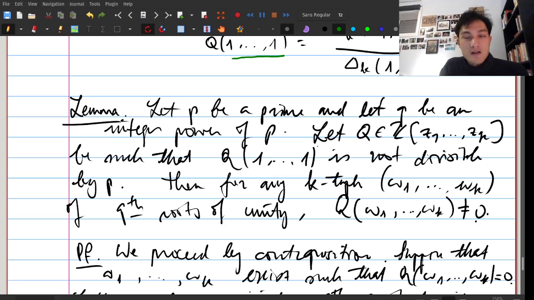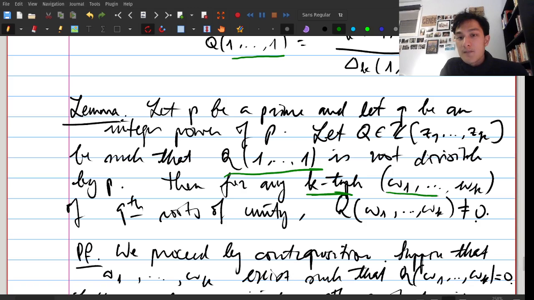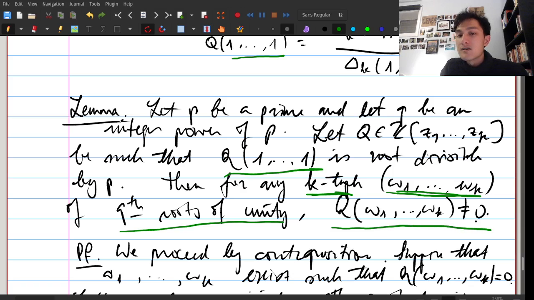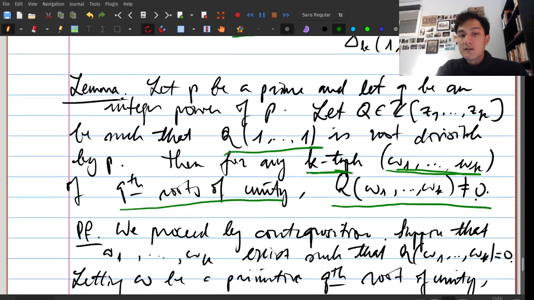In k variables, with integer coefficients, let q be such that q evaluated at 1 is not divisible by p. Then for any k-tuple omega 1 through omega k of qth roots of unity, and it can be any qth roots of unity, we find that q doesn't vanish on these roots of unity. In other words, q of omega 1 through omega k is not equal to 0.